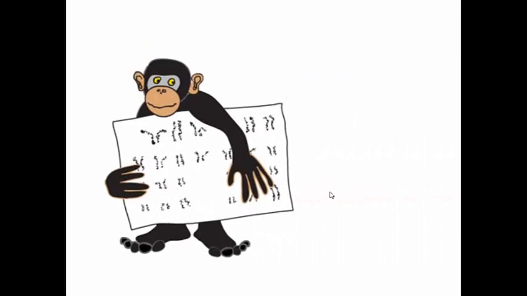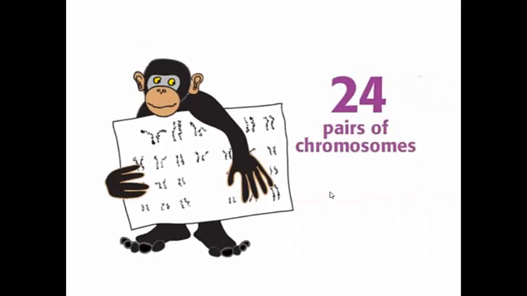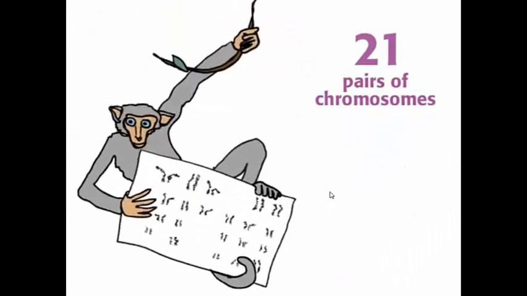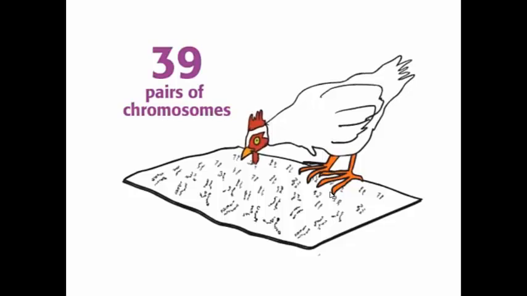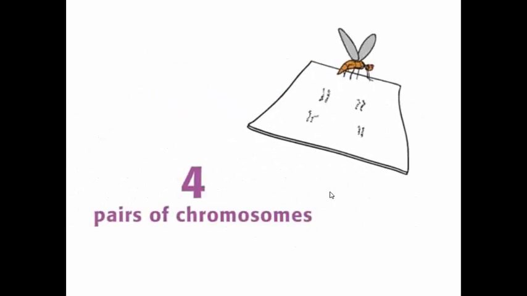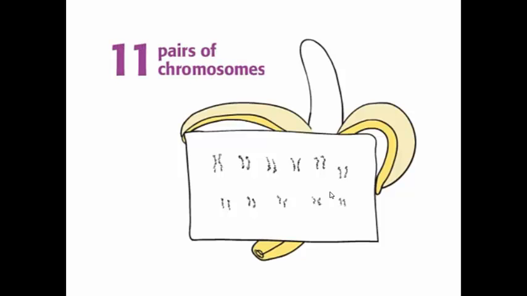Chimpanzees have 2 sets of 24, or 24 pairs of chromosomes. Rhesus monkeys have 21 pairs of chromosomes. Cows have 30 pairs of chromosomes. Chickens have 39 pairs. Fruit flies have 4 pairs. And bananas have 11 pairs.